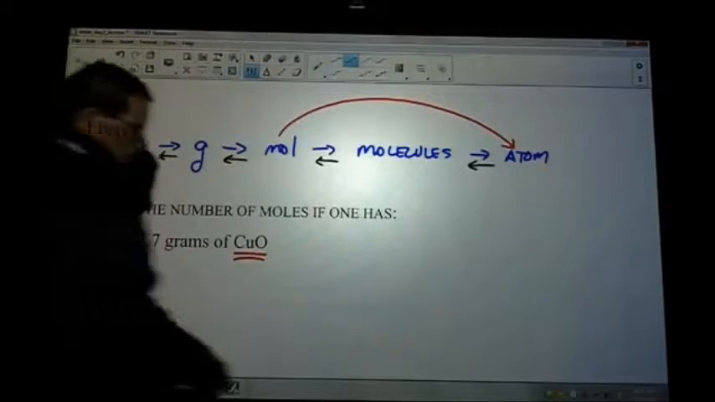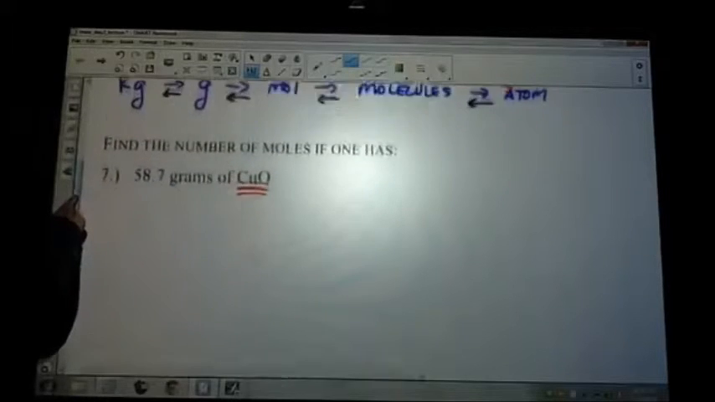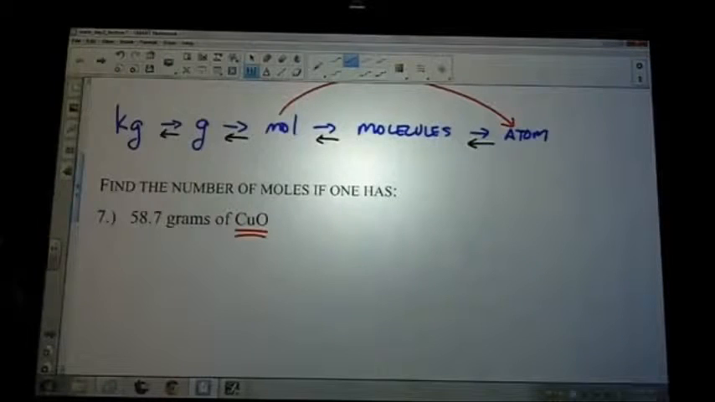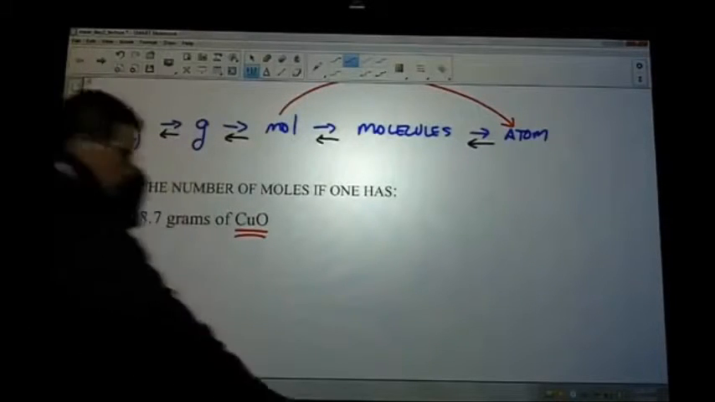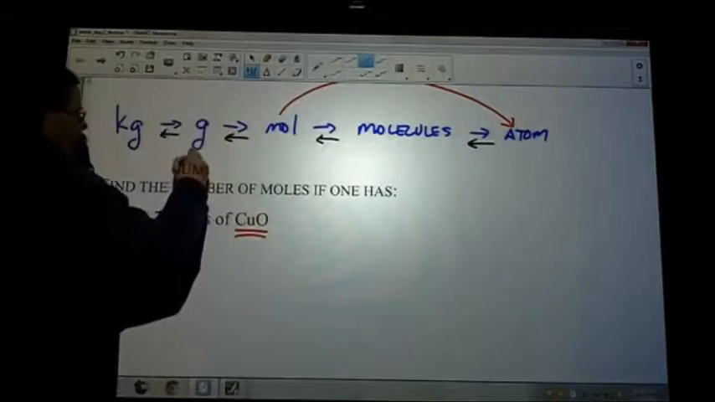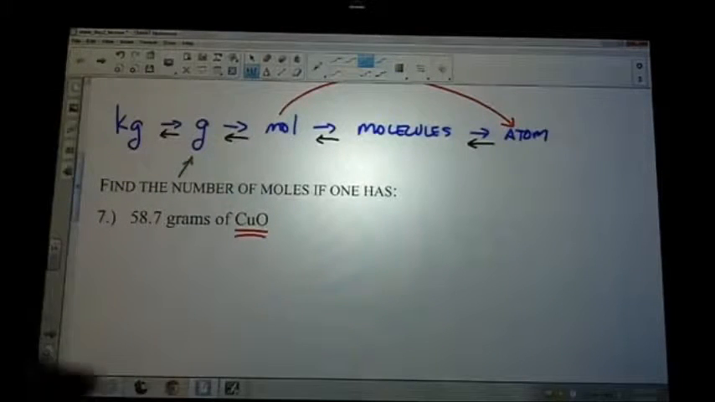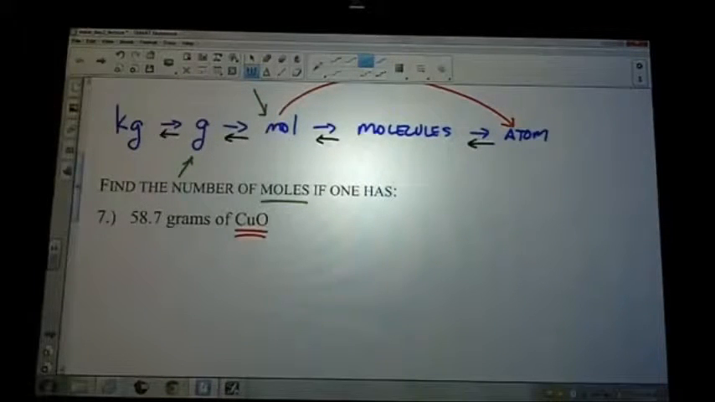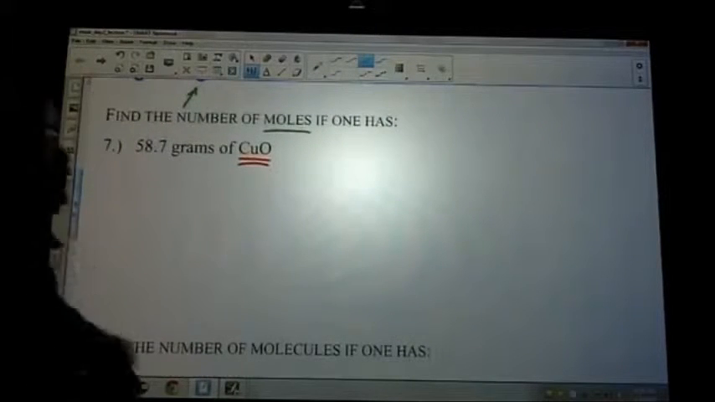Okay. All right. So let's do this first one. So again, 58.7 grams. What are we given? Grams. So we're starting here, right? And the question wants to know number of moles. So how many steps? 1. Are you going to use Avogadro's number in this problem? No, that's what we did yesterday. So pretty bad example I just gave.